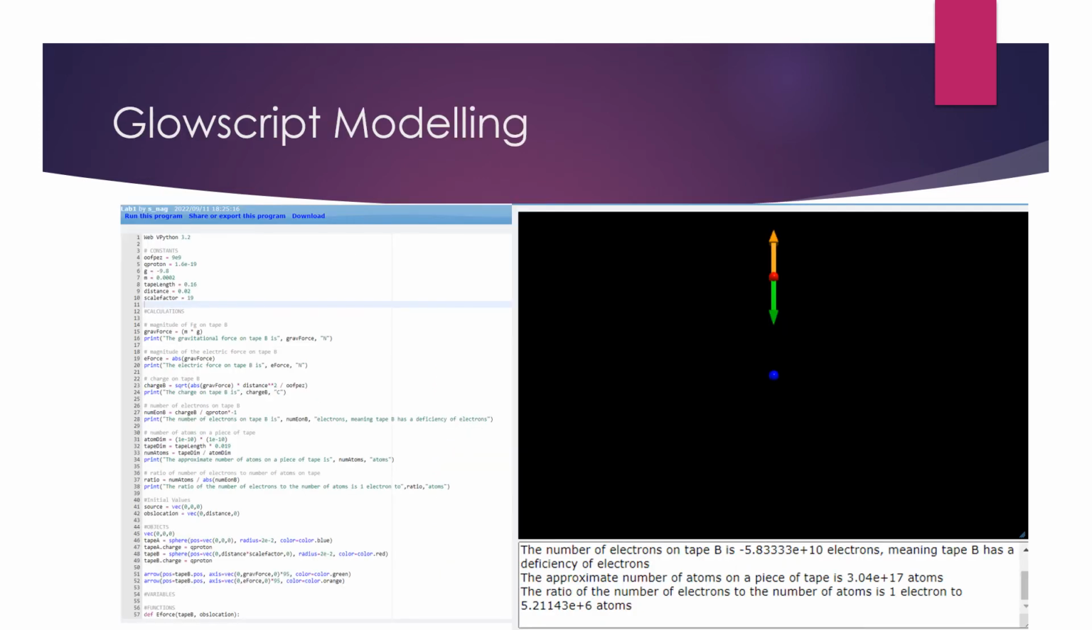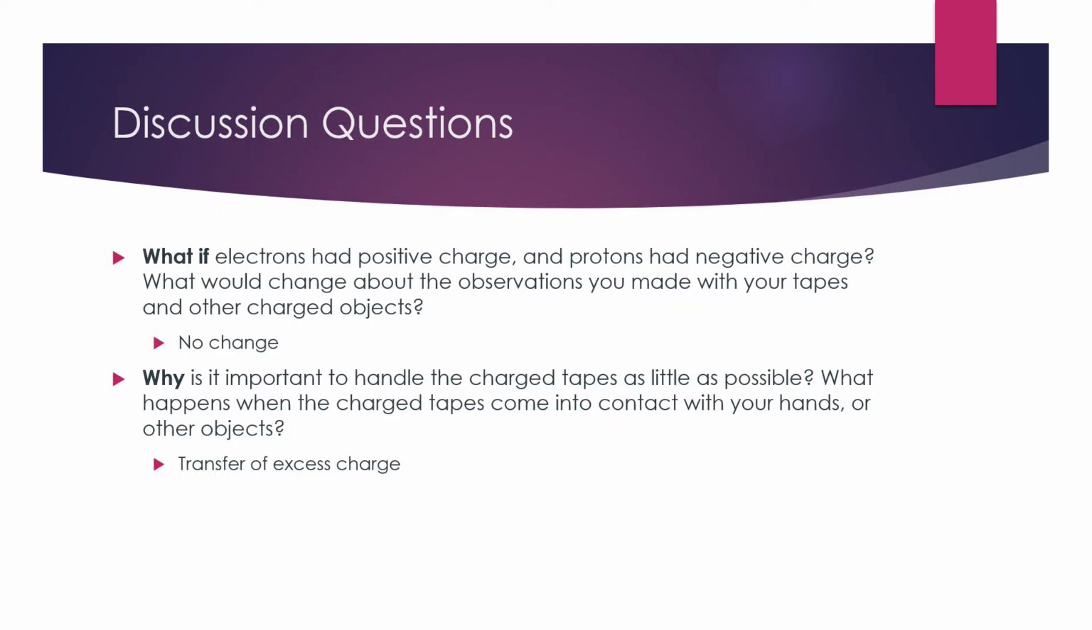Here I have shown my Glowscript computational model, and the link is also in the description below. Here I have shown something similar to my free body diagram, and depicted here is tape A on the bottom and tape B, both as point charges. Tape B experiences an electric force and a gravitational force, as denoted by the arrows. I have also included calculations of forces, charge, the number of electrons and atoms on tape B, and the ratio between these two values. To wrap things up, I will talk about a couple of discussion questions.